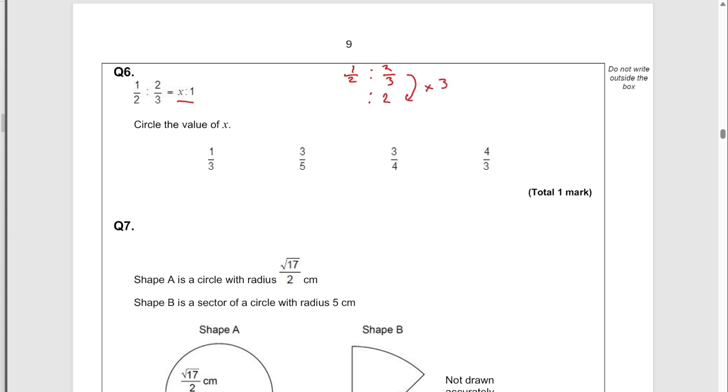So that would give me 2. And then if I times a half by 3, it would be 3 over 2. And then again, I want it to be 1 on the right, so to get from there to there, I'd divide by 2. If I divide this side by 2, I'd get 3 over 4. So my answer is 3 over 4.